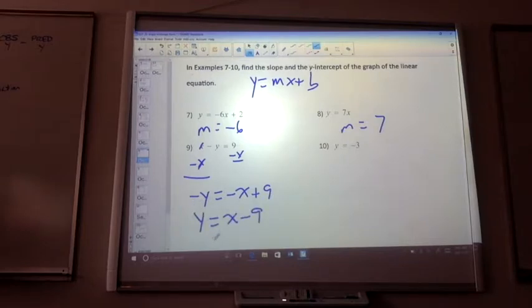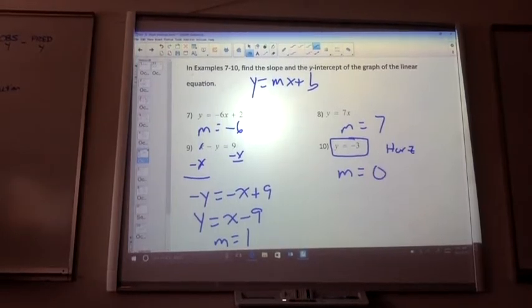So what is the slope of this line? 1, right? And then this one, where's our x value? Does anyone recognize this? What kind of line is it? It is straight, I know that. It's a horizontal line. Horizontal line has what kind of slope? 0. It has a slope of 0.